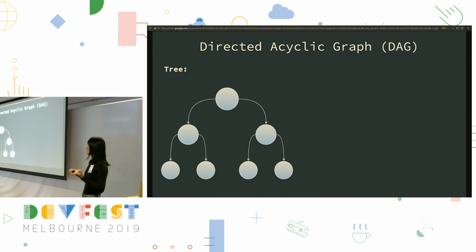But one thing, the most important attribute to distinguish a tree from a graph, from a directed acyclic graph, is that each node only has one parent.